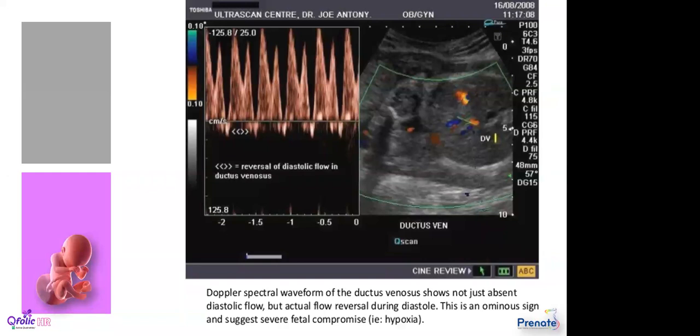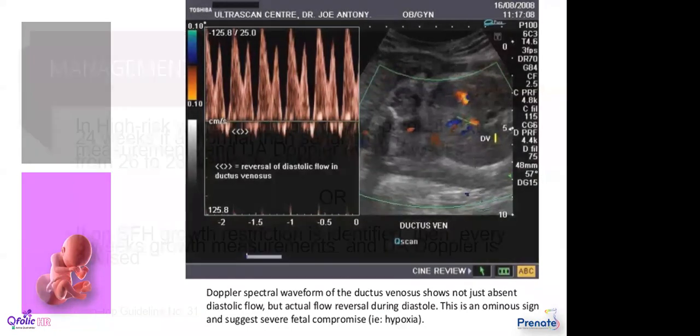This shows the waveform of the ductus venosus in the pathological form. There is reversal of the blood flow in the Doppler of the ductus venosus, and this is a very dangerous sign for the fetus. It shows severe hypoxia and severe acidemia of the fetus.